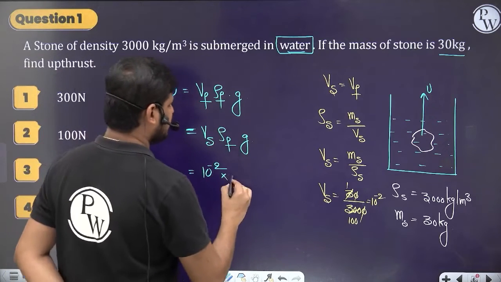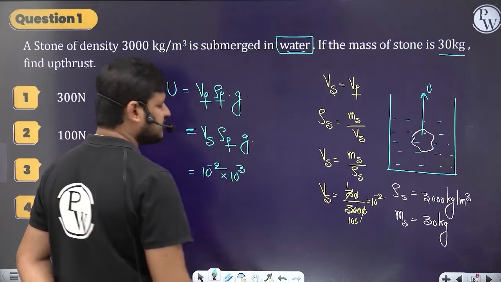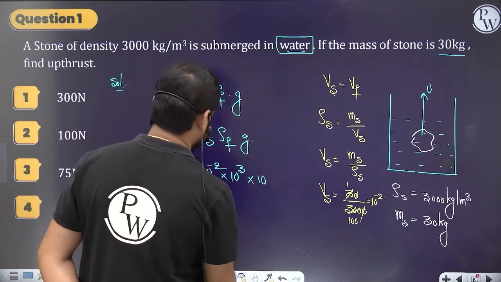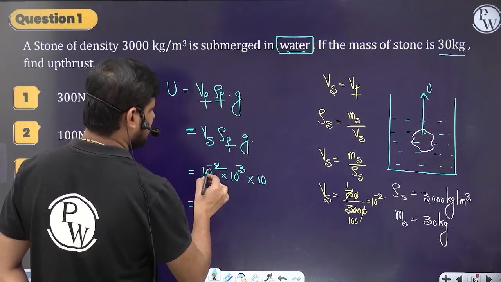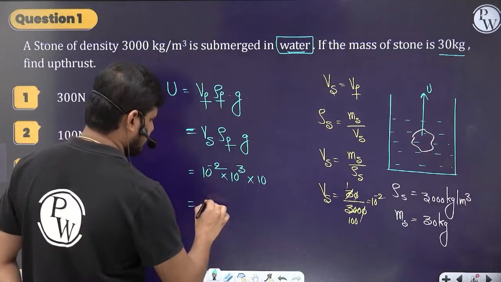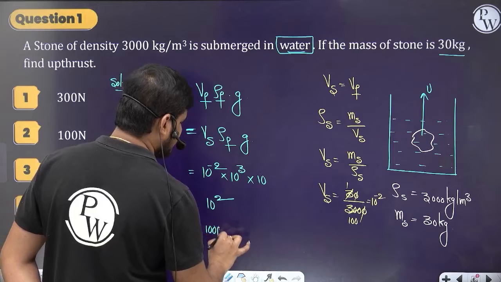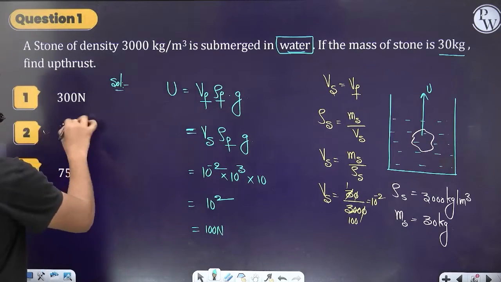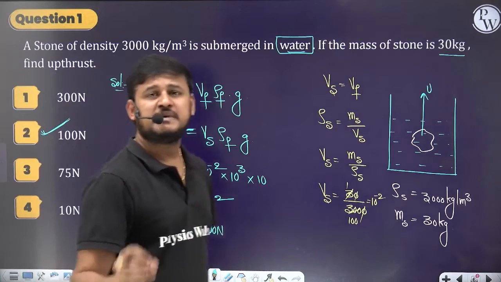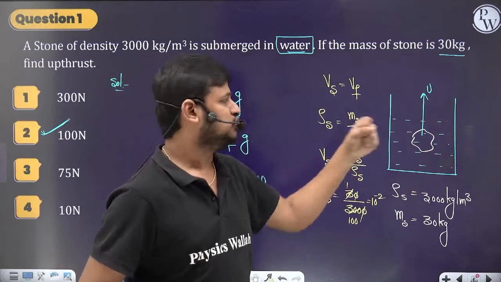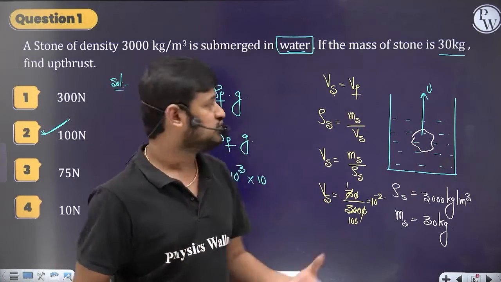So that's why take the density of the water as 10 to the power 3, into G value is 10. So which we get as 10 to the power minus 2, 10 to the power 4, which is 10 to the power 2. So which is nothing but 100 newtons. So the second option. So the basic information, when a stone is immersed inside the fluid, it experiences the upthrust. So what is that upthrust?